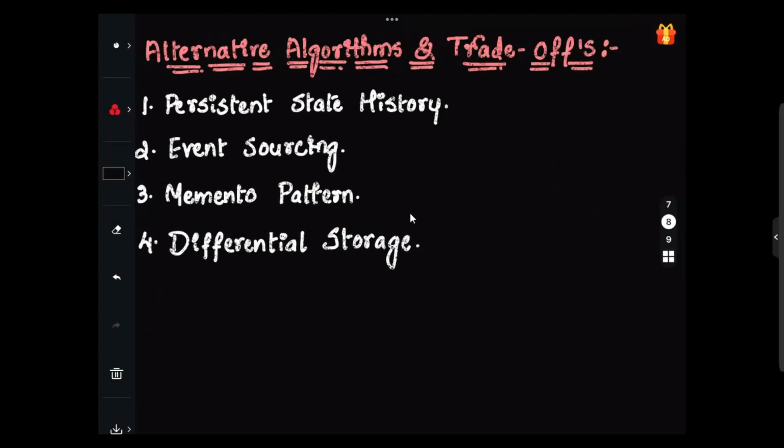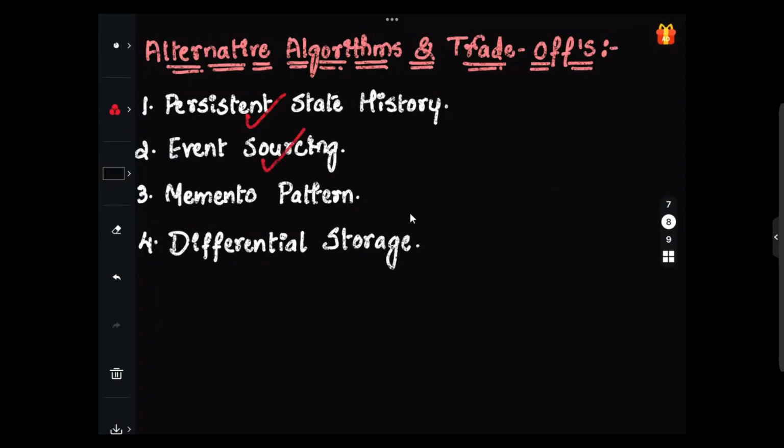Next, let's move on with the alternative algorithms and the trade-offs. The first one is persistent state history. When I say persistent state history, it stores the full document state after each change. The main advantage is easy restoring, but it also comes with a disadvantage, which is high memory usage. We'll be making use of high memory. This is for the persistent state history.